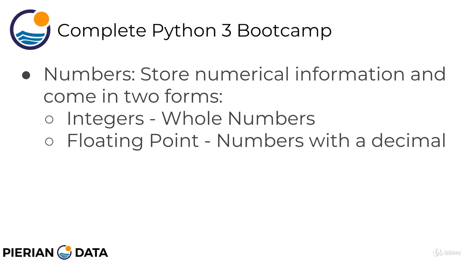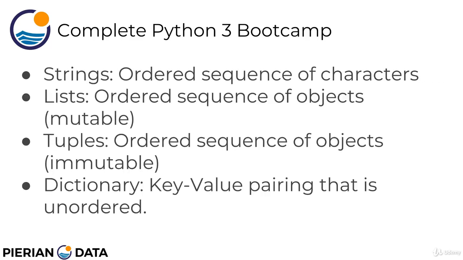So numbers, pretty straightforward. There's basically two types of numerical information that we can store. Those are integers for whole numbers, and floating points are numbers with a decimal. Then we have strings, which are an ordered sequence of characters.